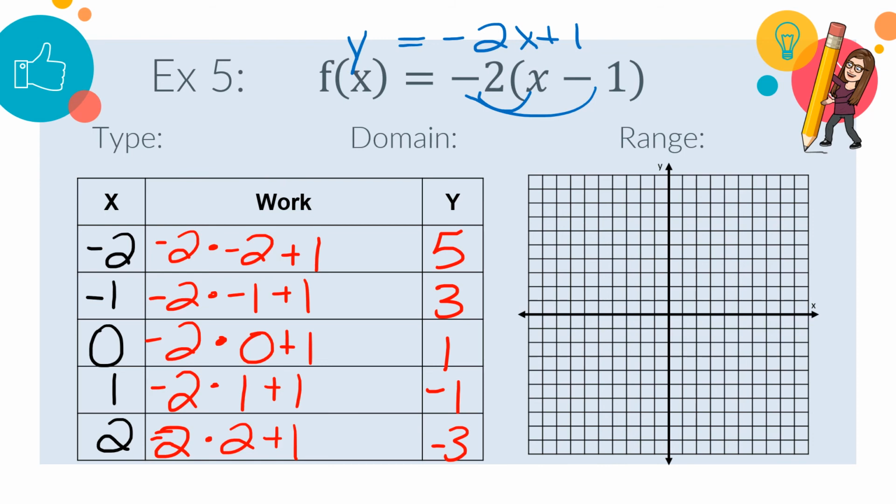I have a negative 2, 5. I have a negative 1, 3. I have a 0, 1. I have a 1, negative 1. I have a 2, negative 3. Did I make a perfect line? Sure did. So let's connect the dots, draw arrows, and identify that this is still linear. Forever left, forever right, bottom to top.